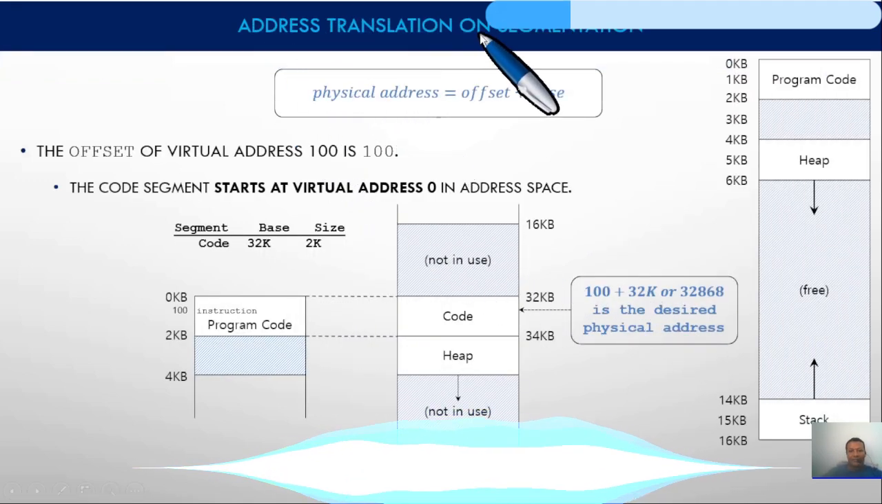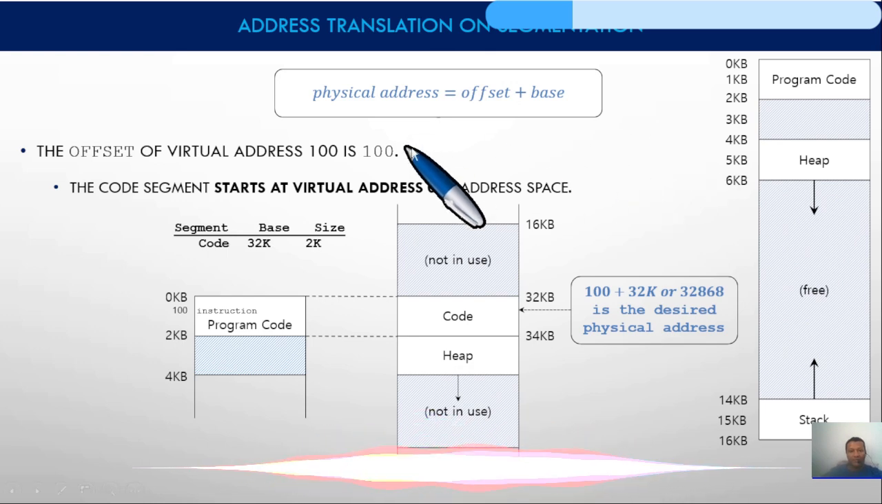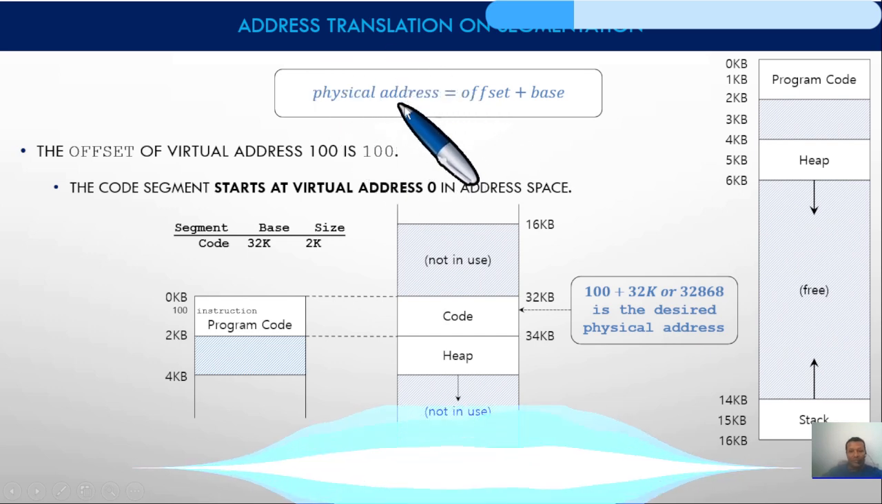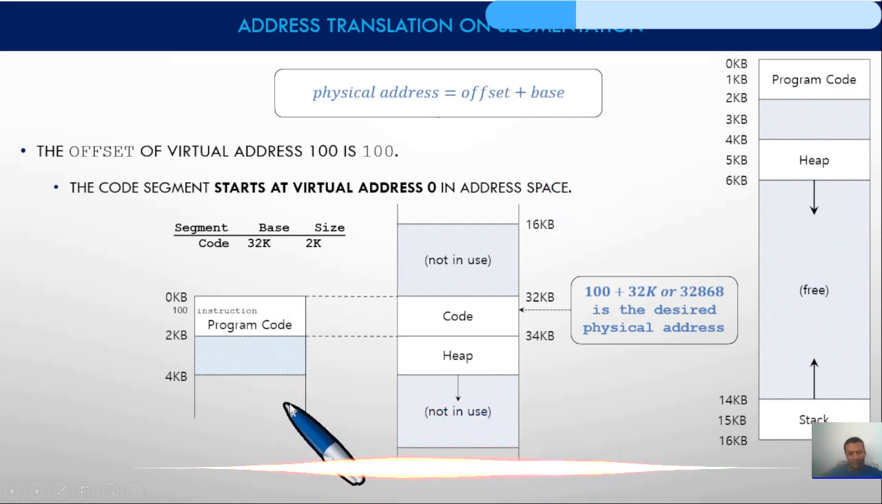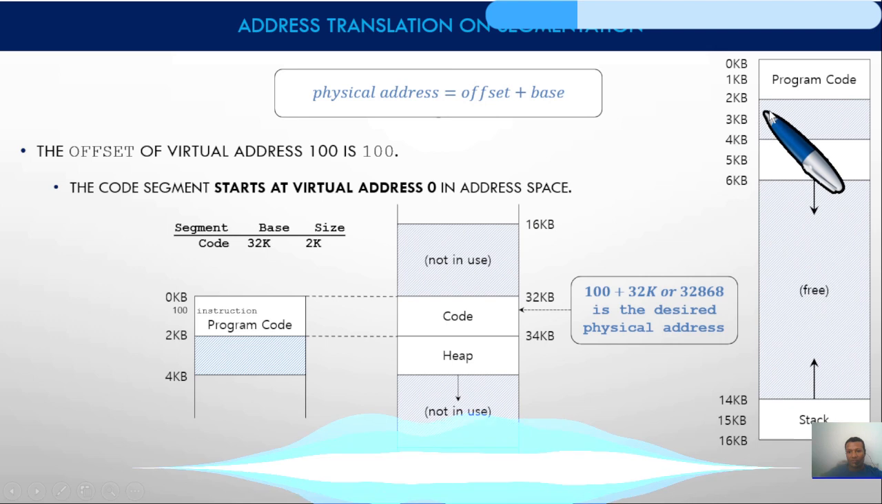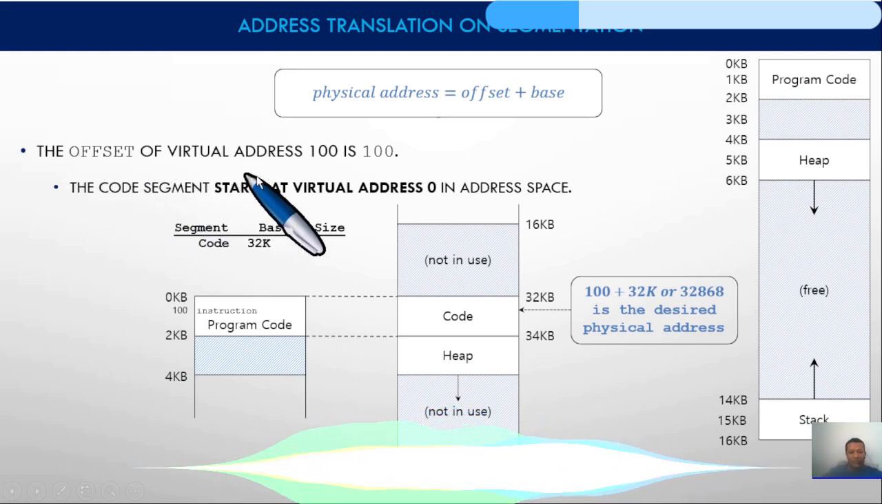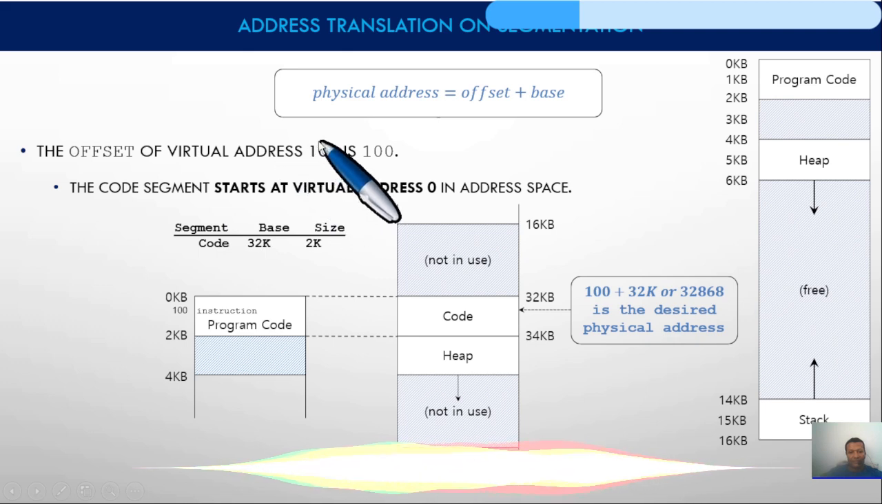Now, address translation on segments. We have seen the whole idea in chapter 15, but with segmentation, how are we going to translate? The formula is: the physical address is equal to offset plus base. The base is assigned by the operating system in the physical memory, and the offset is found from our virtual address space. So let's see an example. Let's assume the offset of the virtual address is 100.